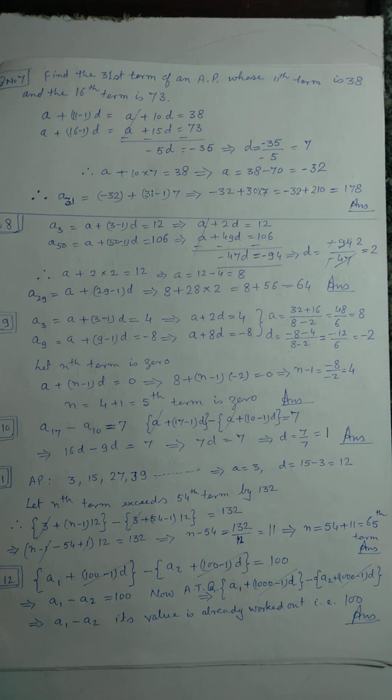Two APs have the same common difference. The difference between their 100th terms is 100. What is the difference between their 1000th terms? Now see here, the 100th term I have written here. Let A1 be the first term of the first arithmetic series, and in both cases the common difference is the same, it is mentioned already.